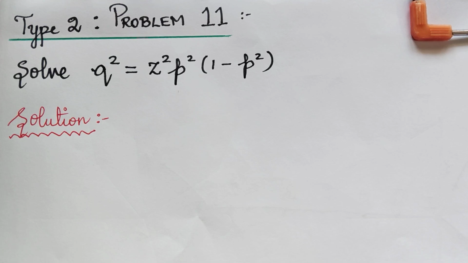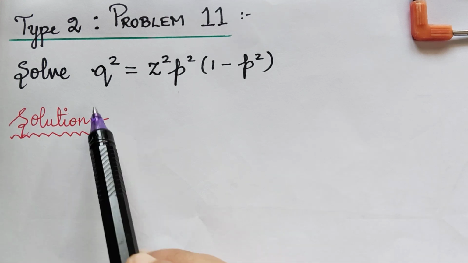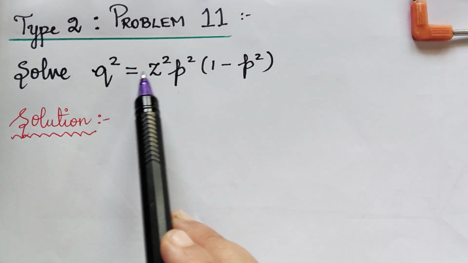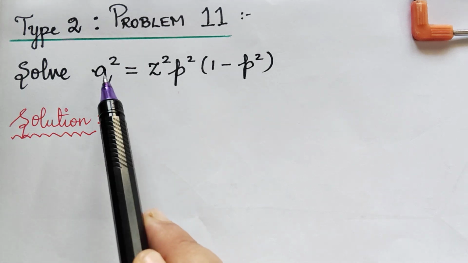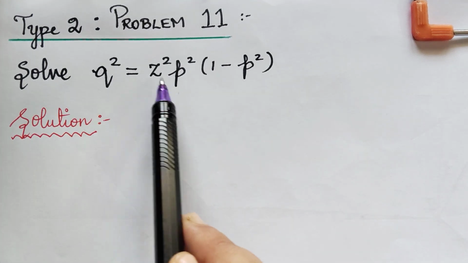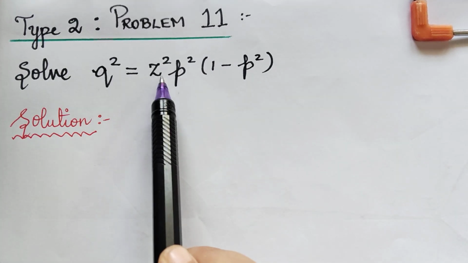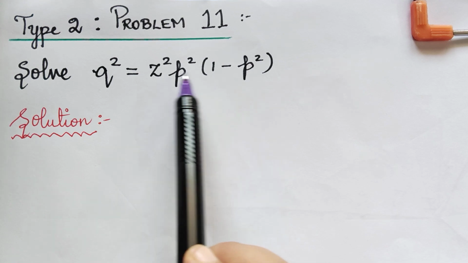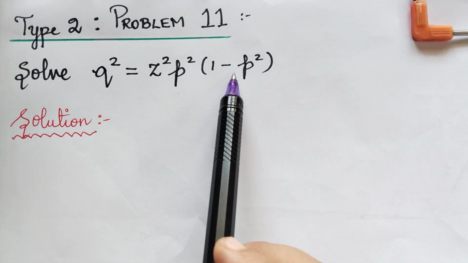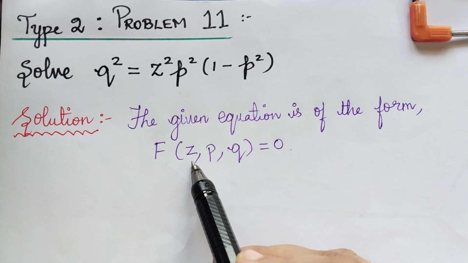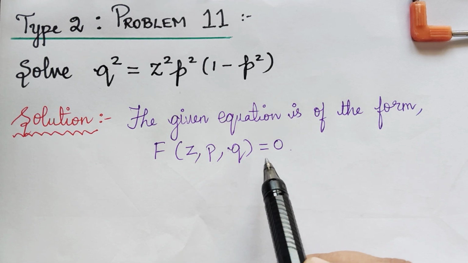Dear students, here we have problem 11 under the topic nonlinear partial differential equations. If you see in the question, we could see that this equation has only p, q and z explicitly. So no other variables are present. So this is of the form capital F of z comma p comma q equal to 0.